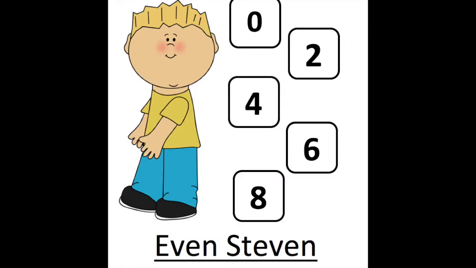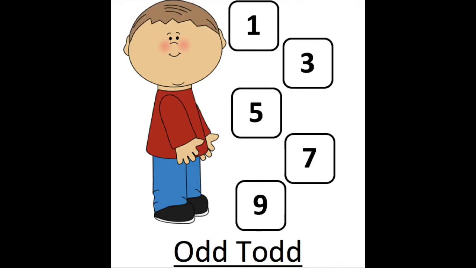A strategy that I like to use when I'm remembering if a number is going to be even or odd is to remember Even Steven and Odd Todd. Here we see Even Steven. We see 5 numbers in the squares: 0, 2, 4, 6, and 8. Now we see Odd Todd. The 5 digits that are in the squares are 1, 3, 5, 7, and 9.